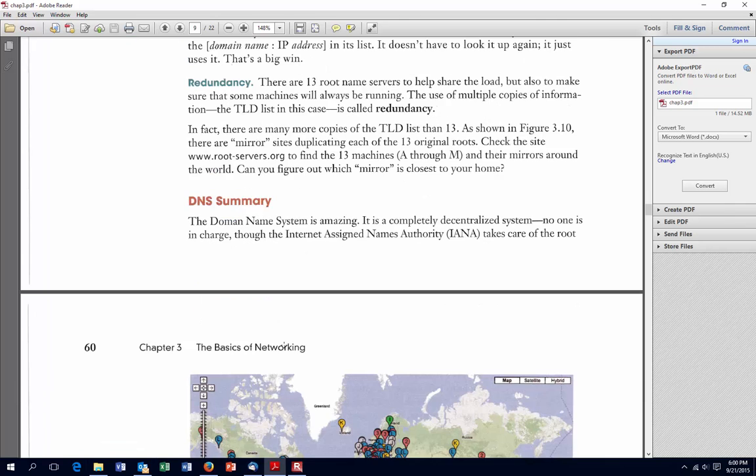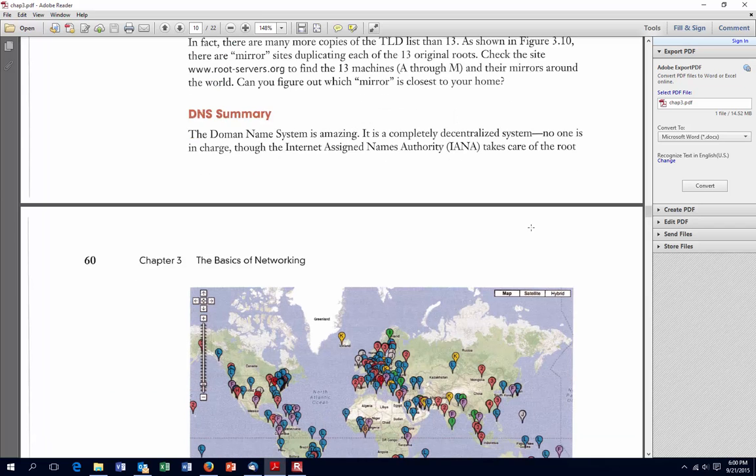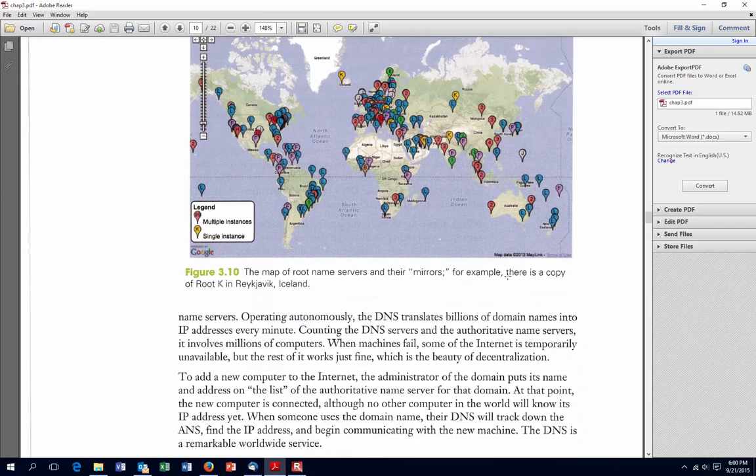It is an amazing system, as he mentions. It's completely decentralized. Technically, nobody's in charge. The IANA really takes care of the root servers. Here's a nice graphic that shows the root servers and all of the mirrors. And you can kind of see that they're just labeled by different letters.